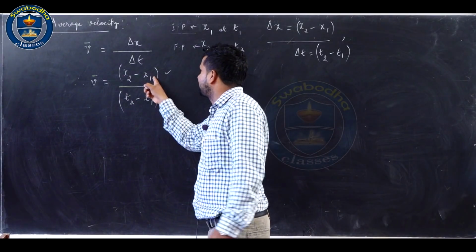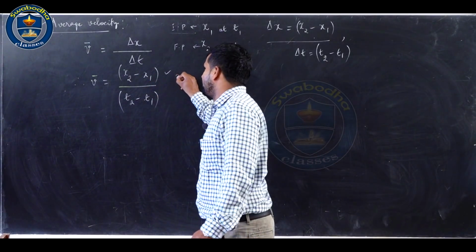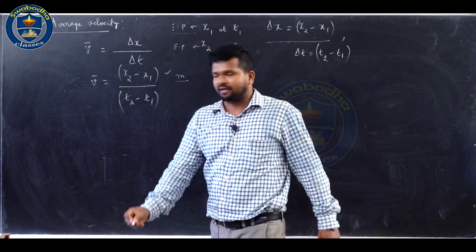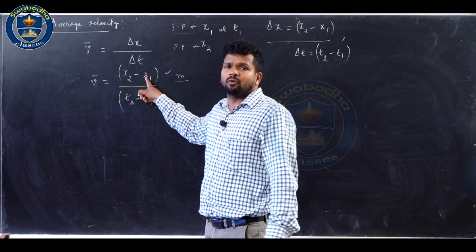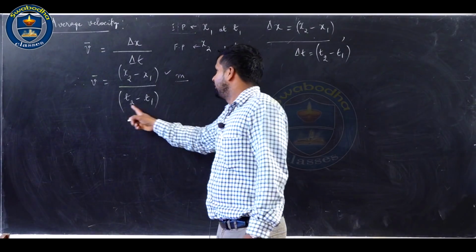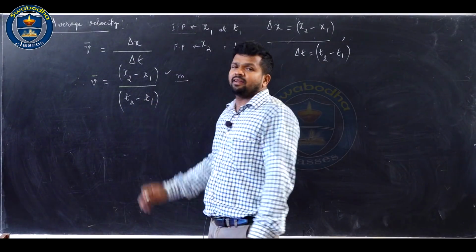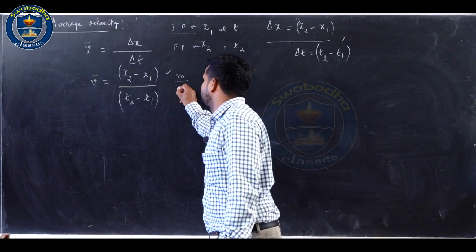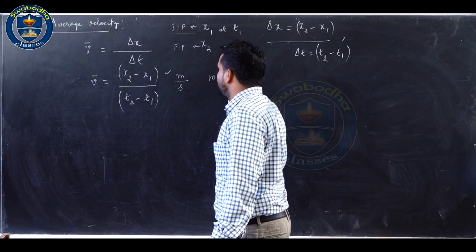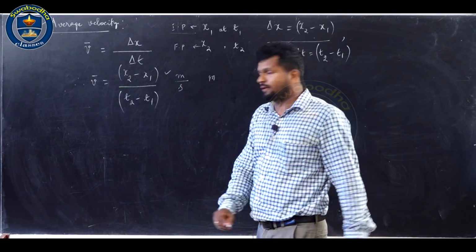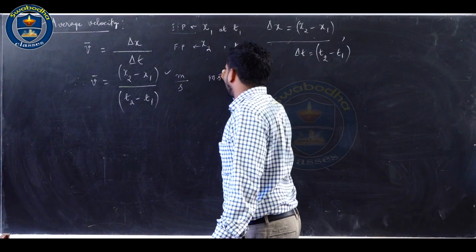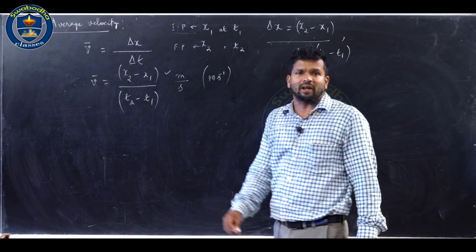What is x2 minus x1? This is displacement, no doubt, which will be in meter. Correct. So 5 meter minus 2 meter, so it will be 3 meter. t2 minus t1, 5 second minus 3 second, that will be 2 second. Therefore, this will be in second. So the SI unit of average velocity would be meter per second, that is m s^-1.